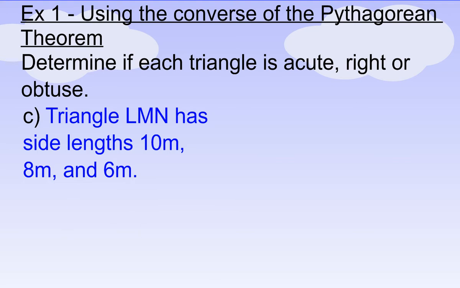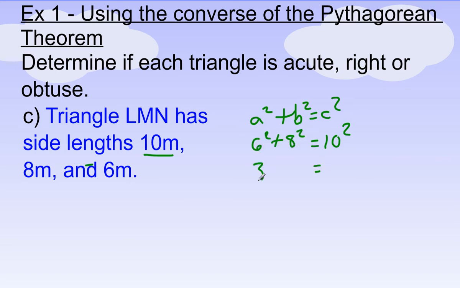Okay, so let's see here. A squared plus B squared equals C squared. The longest side should be the hypotenuse. The other two sides just go in for A and B, so 6 squared plus 8 squared. That's 36. That is 64. That is 100.